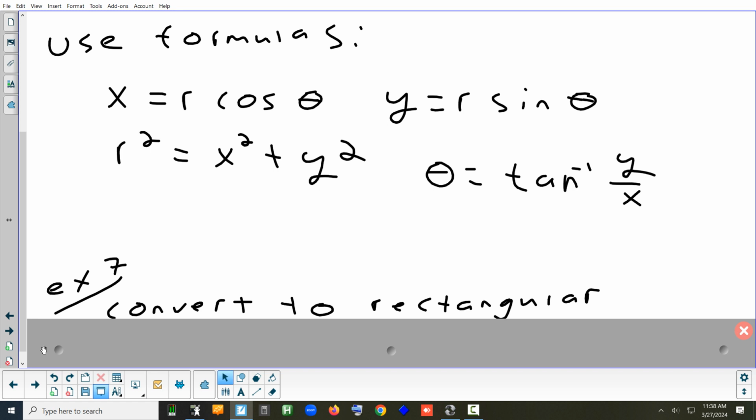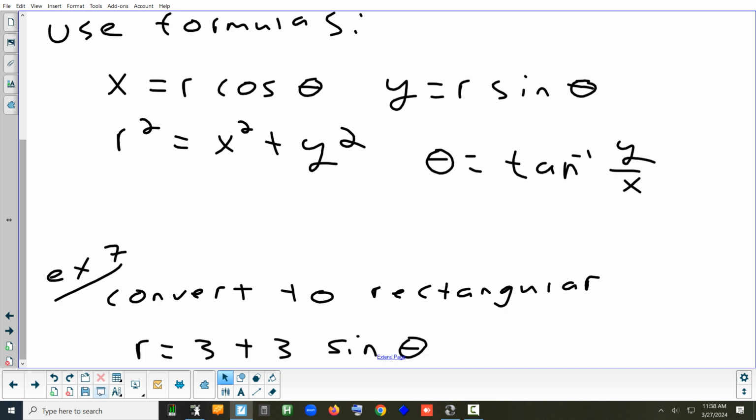Because first of all, a cardioid is not a what? It's not a function. So really, there is not a way to graph it technically on the calculator unless you break it into multiple pieces and graph each piece separately. Okay. All right, so let's see if we can convert this to rectangular.